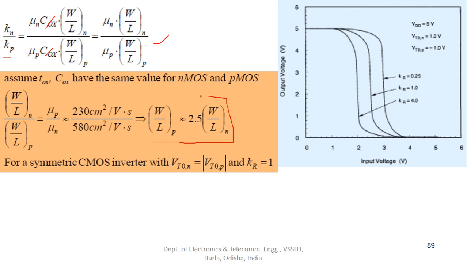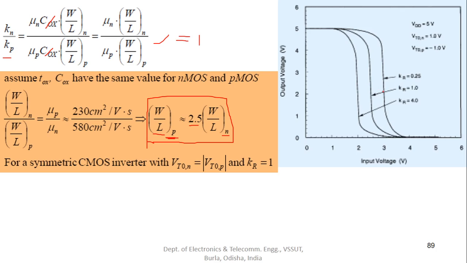This is a very important conclusion that comes out here. We know that this W by L defines the size of a particular gate or a particular MOSFET, a particular device. So it says that the size of the P MOSFET should be approximately equal to 2.5 times the size of the N MOSFET for designing any symmetric inverter in this case. And what is a symmetric inverter? A symmetric inverter is any inverter having a ratio Kr equal to 1.